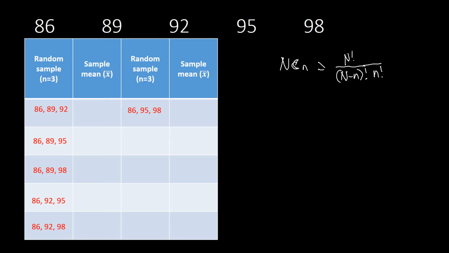So first number from 86, we'll be changing that one to the next number on the list, which is 89. So that becomes 89, 92, 95. And we're changing the last number. So 89, 92, 98. Again, 98 is there, so we're changing our second number from 92 to 95. So that means we have 89, 95, 98.